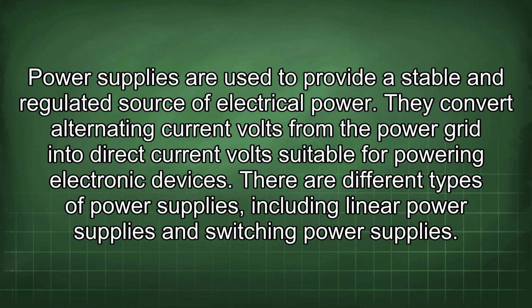Power supplies are used to provide a stable and regulated source of electrical power. They convert alternating current volts from the power grid into direct current volts suitable for powering electronic devices. There are different types of power supplies, including linear power supplies and switching power supplies.